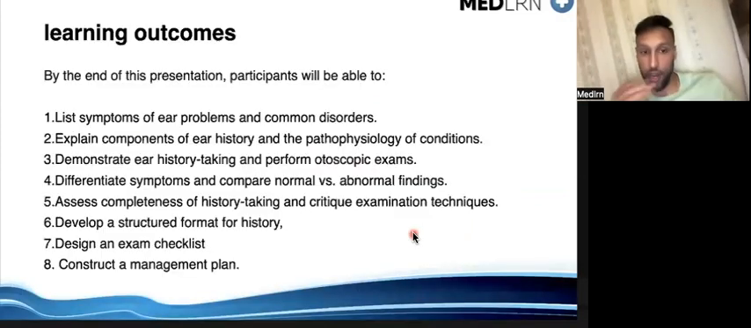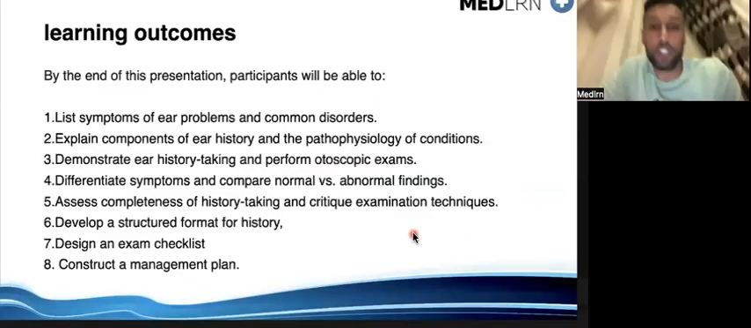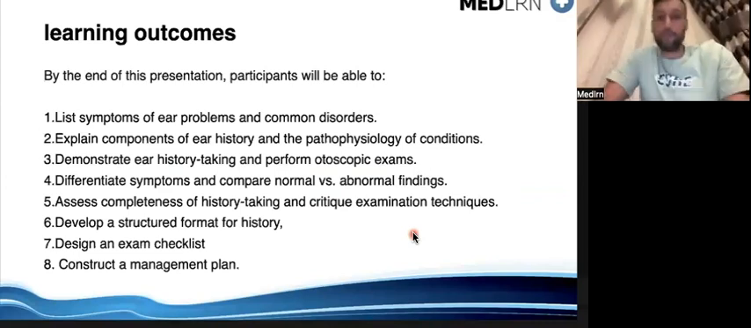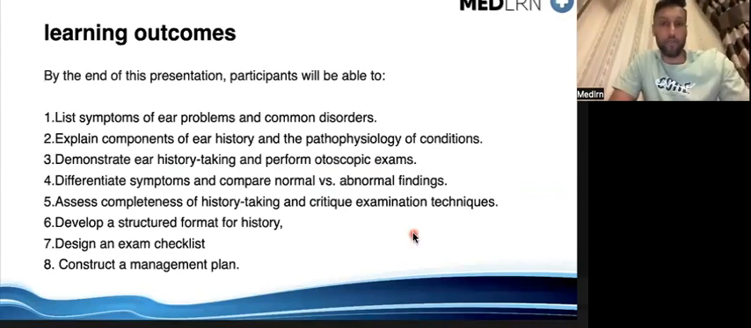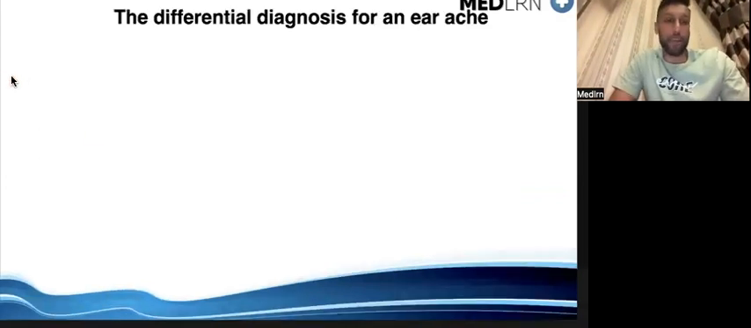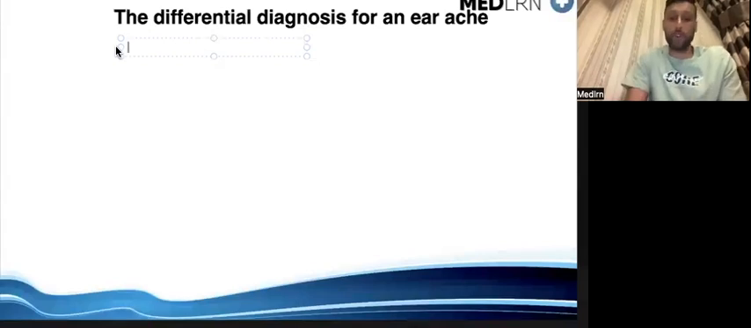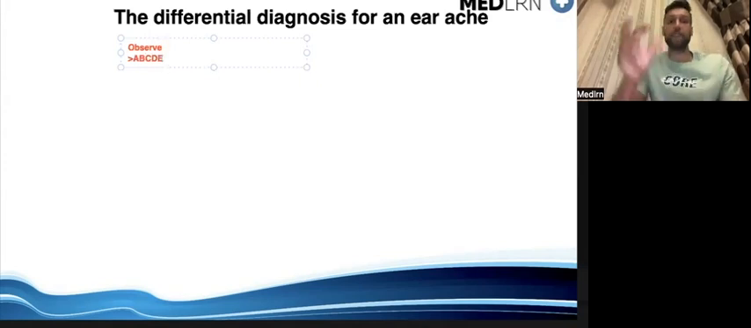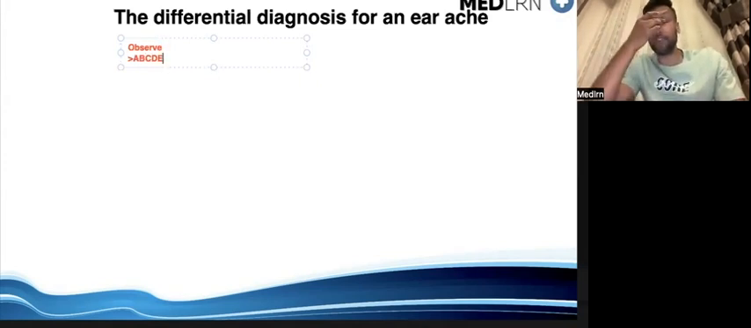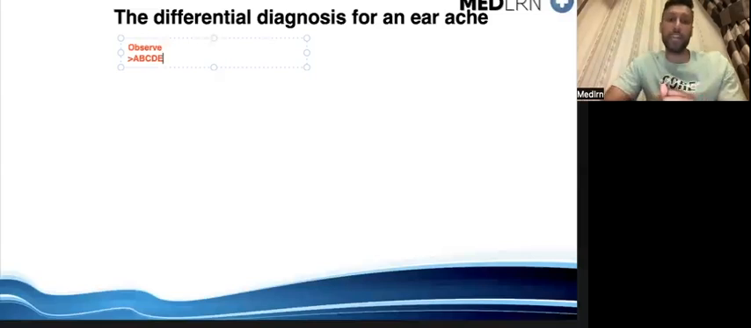Right, this is the fun part. Let's move on to the ear now. So, brief recap. Whenever you see a patient, the first thing you will do is observe. We're going to look for A, B, C, D, E. I've got a patient with an earache. He's sat in front of me. The first thing I will do is observe. I'm looking for his airway, breathing, circulation, disability, exposure.